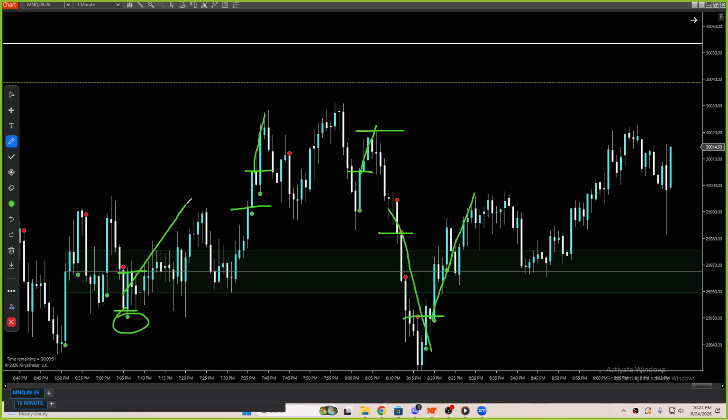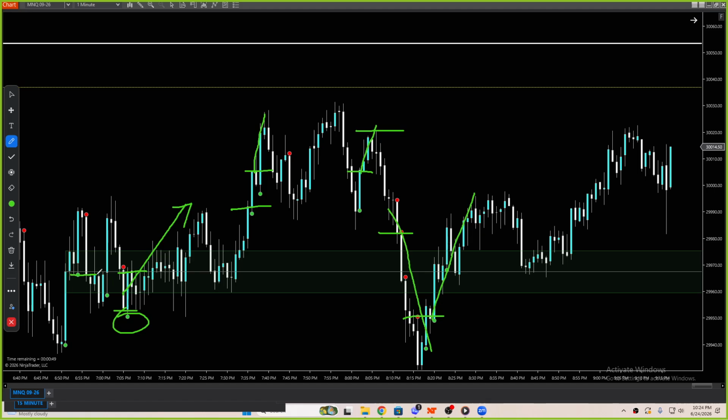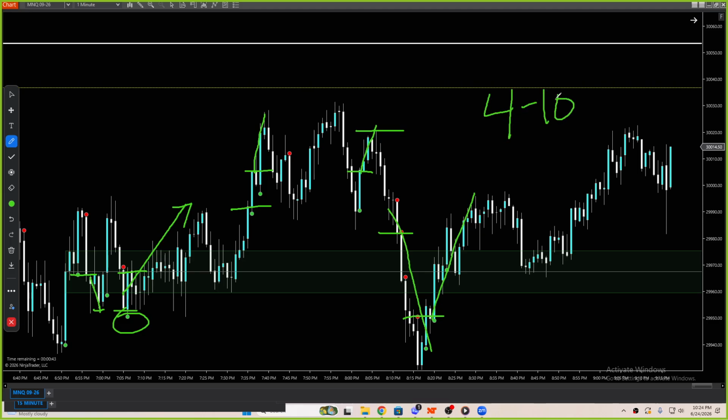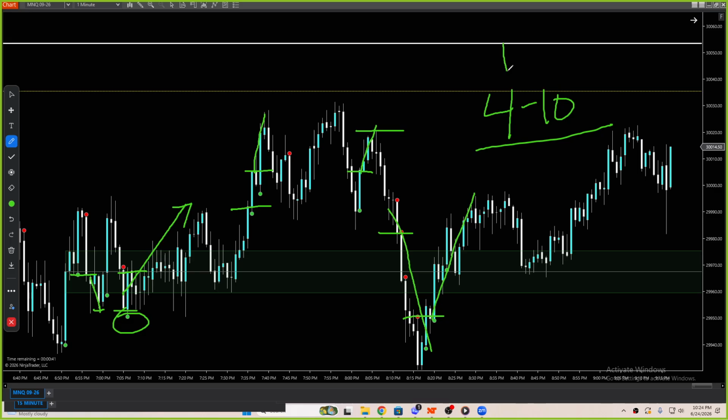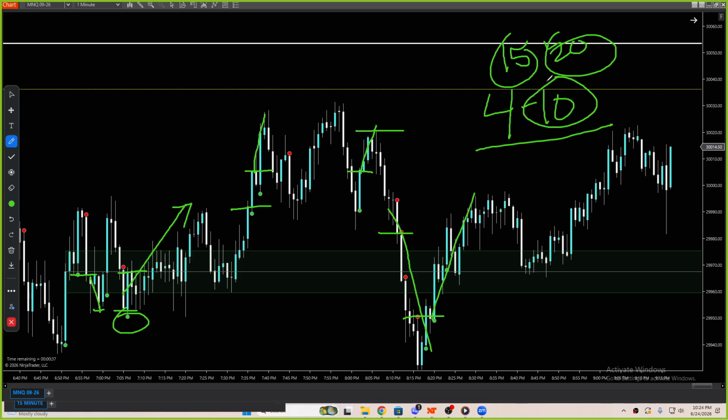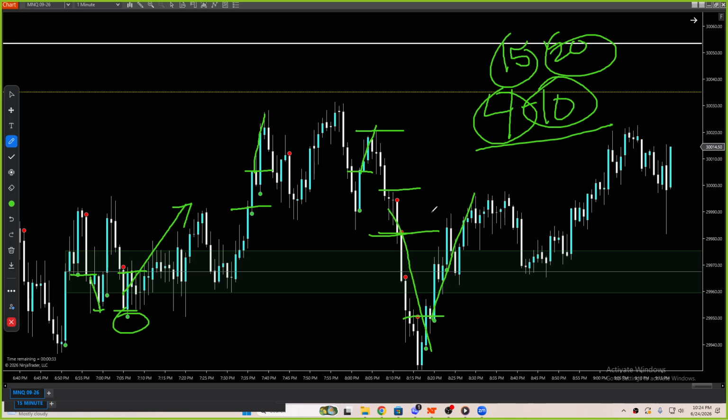If you sold here, you made a little bit of money. Now this is a scalper. When you're scalping, you're only in for 4 to 10 points. You can go as much as 15 sometimes, even 20. But the idea is you're going to trail your stop, right? So if I go trade here, my stop's here, and then boom, I'm in the trade.